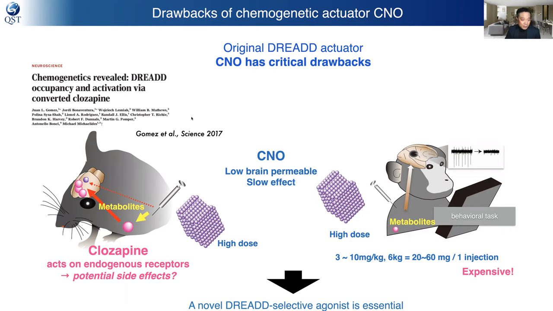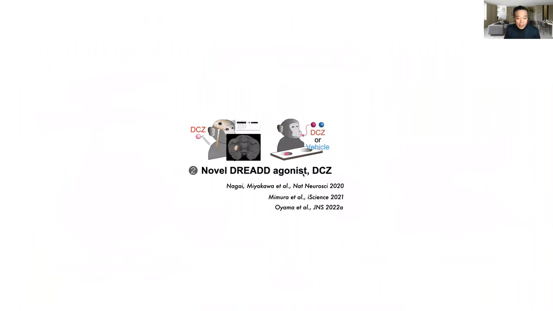Moreover, one published paper showed that after injection of CNO into mice, some part of the CNO is back-metabolized to clozapine, which is a psychoactive drug that acts on endogenous receptors. So people started to worry about the potential side effects of CNO alone. Also, for non-human primates, we have to inject a large volume of CNO, and it is very expensive for each injection. So those issues made us decide to produce a new DREADD selective agonist, and we started to develop a novel DREADD agonist.